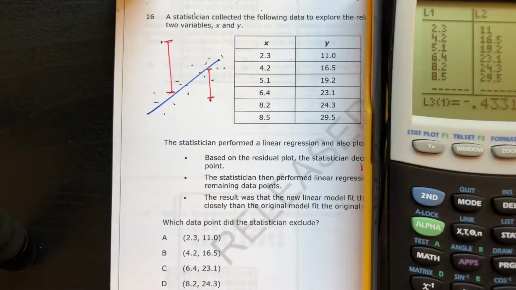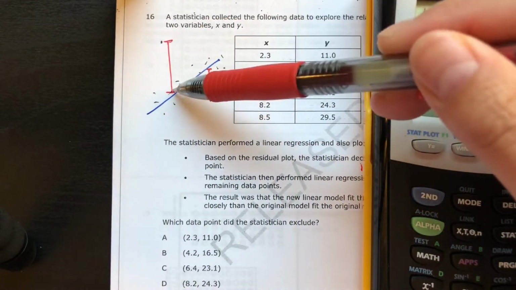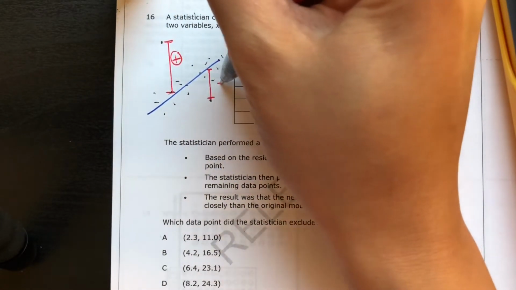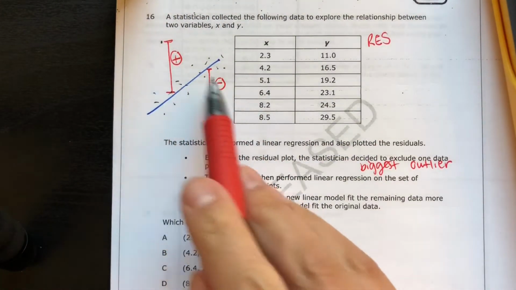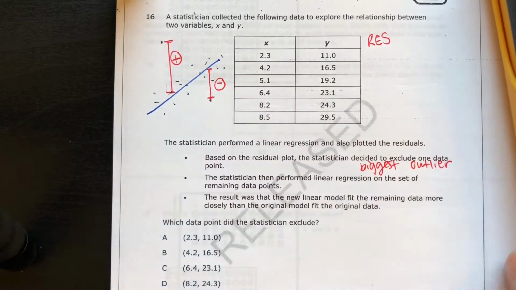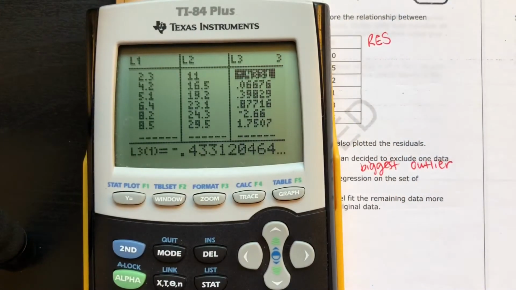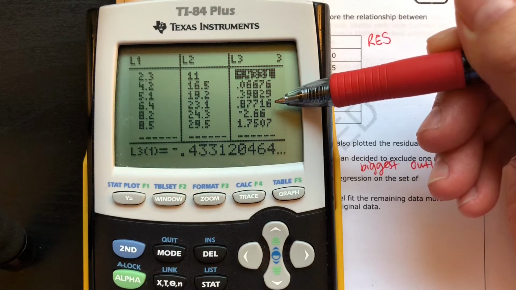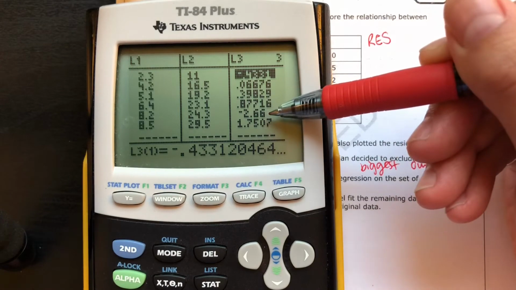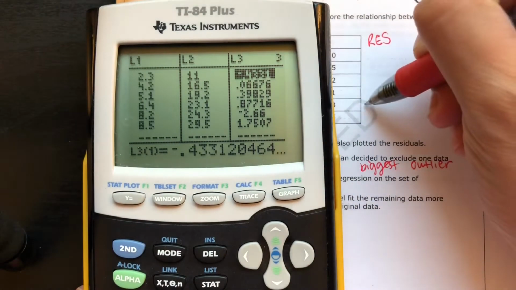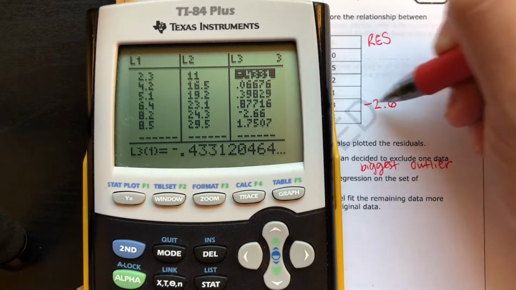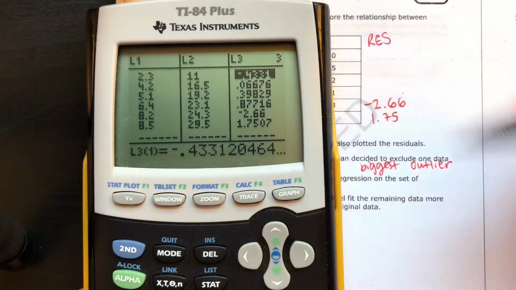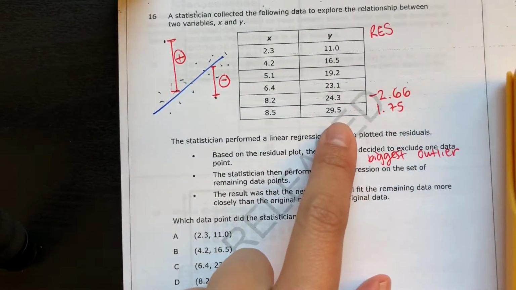Now I want to figure out which one is the farthest from the line. So you can see the farthest from the line is positive, and sometimes they're negative. It doesn't matter if it's positive or negative, we're just looking for the bigger number. So if I look at my numbers right here, 0.4, 0.06, 0.4, 0.9, negative 2.66. So that's a big number right here. So I'm going to put that here, negative 2.66. This number is also really big, 1.75, and those match up with these points here.